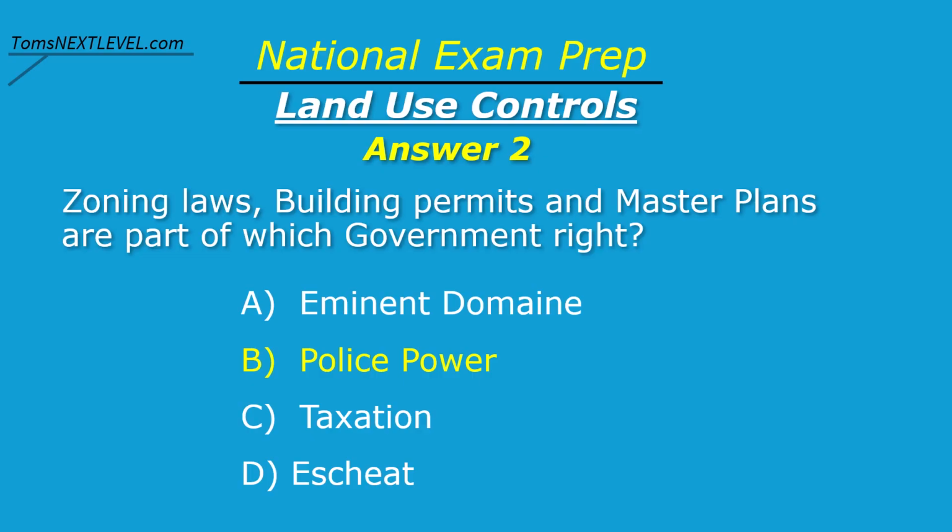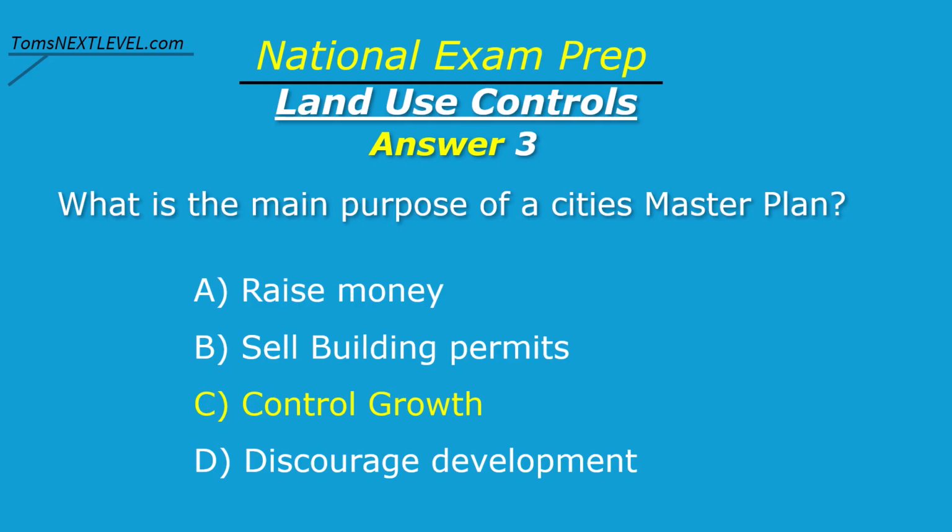Answer to number 3, letter C, control growth. That's a great phrase to remember because it shows up on most every exam. What is the main goal or purpose of a master plan? To control growth.